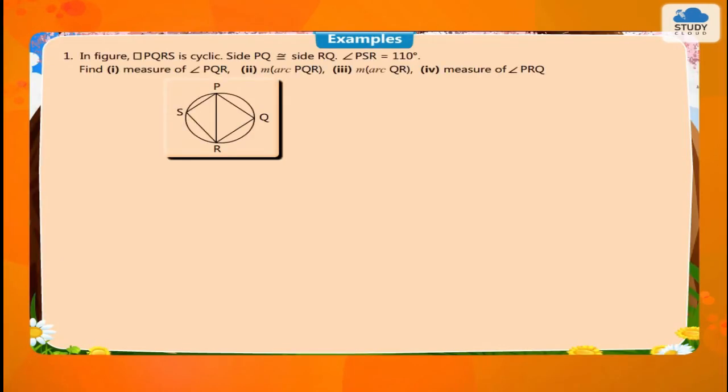Examples. 1. In figure, quadrilateral PQRS is cyclic. Side PQ is congruent to side RQ. Angle PSR is equal to 110 degree. Find 1. Measure of angle PQR. 2. Measure of arc PQR. 3. Measure of arc QR. 4. Measure of angle PRQ.